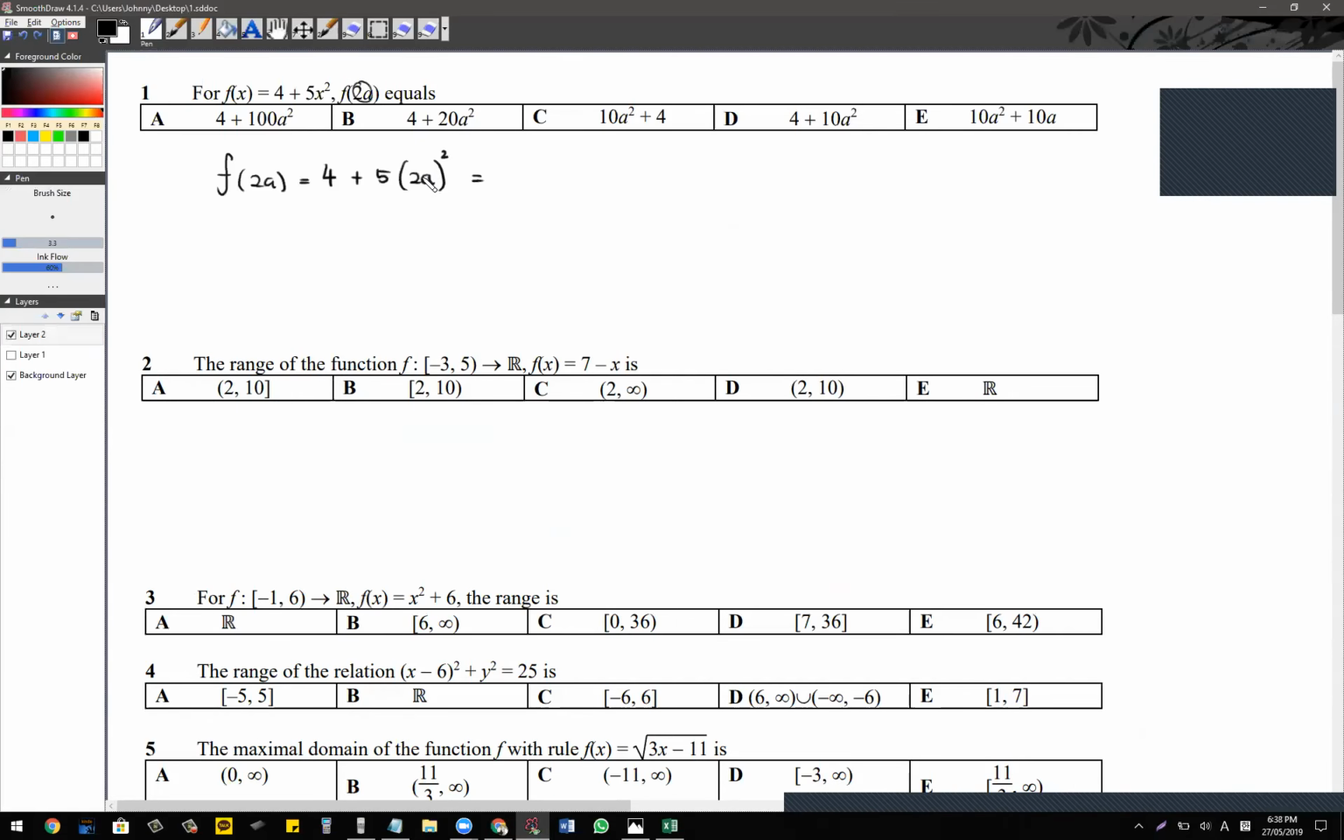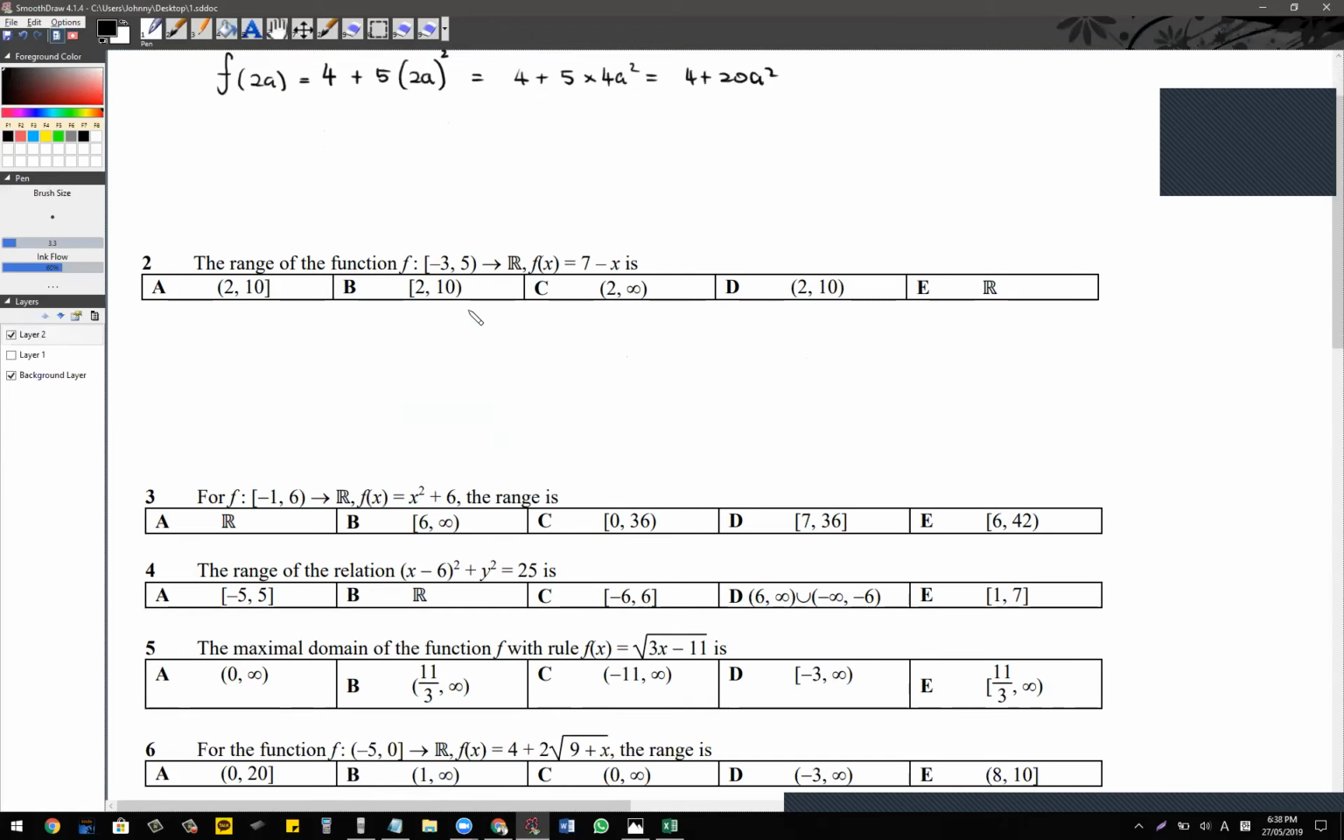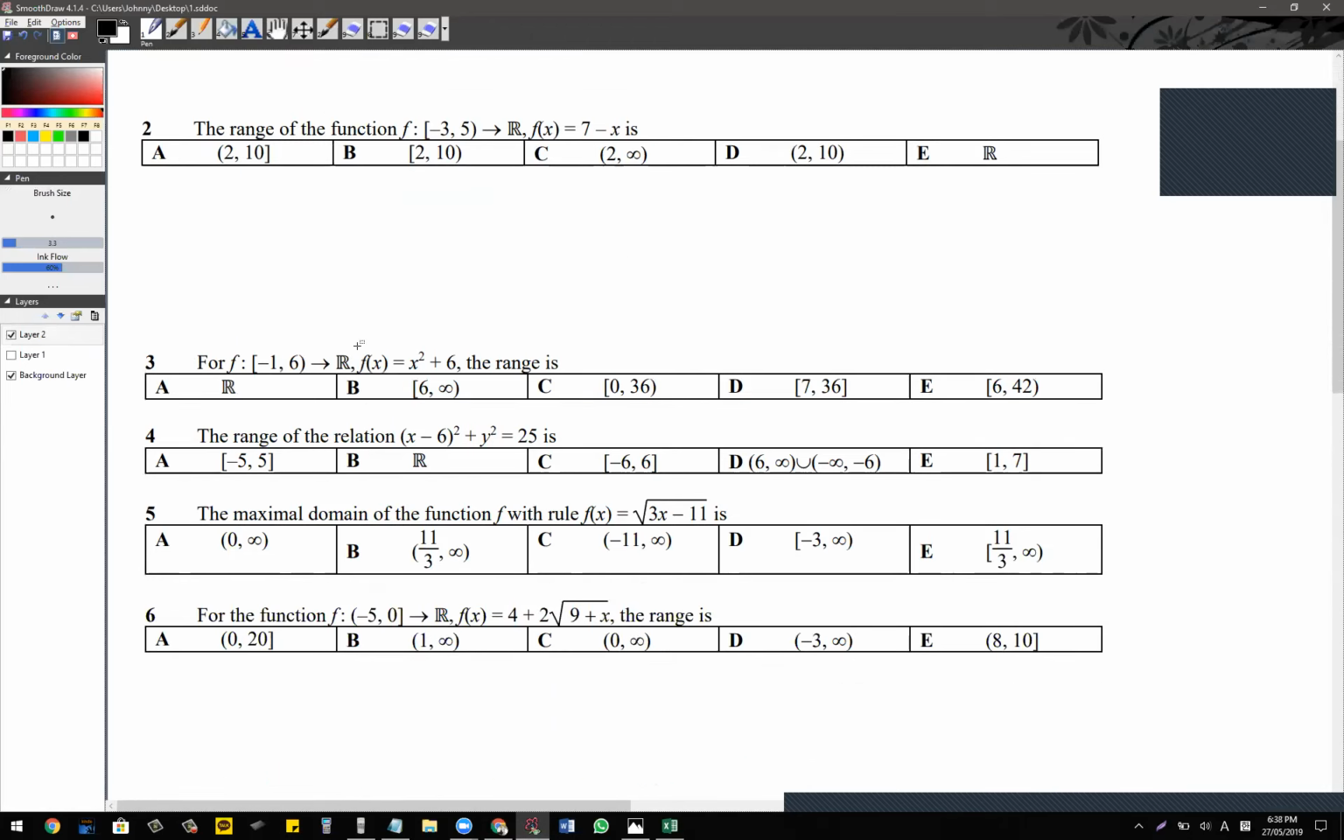So the reason is this one is equal to 4 plus 5 times 2a squared, which is 4, a squared is a squared. So this one is 4 plus 20a squared. So the answer is B. Now we're going to move on to question 2.